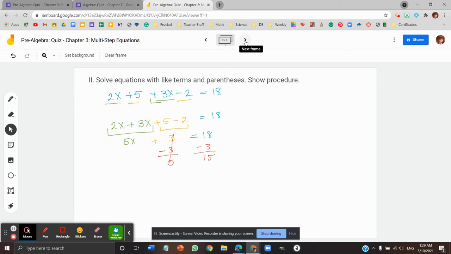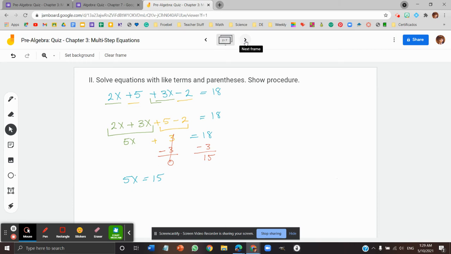So what do I have left? Well, I have left the 5x. I have left the 15. I cannot use the 0, right? And now I have only one term on each side of the equation.